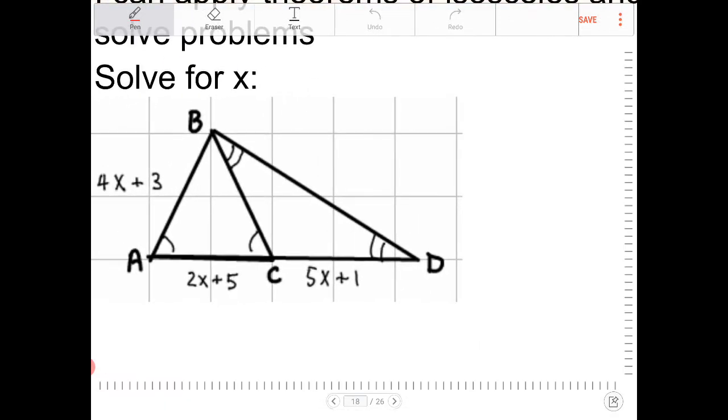Let's take a look at another question here. And again, I encourage you to pause the video and try this out on your own. Hopefully by now everyone has gotten a chance to look at this. We need to solve for x.